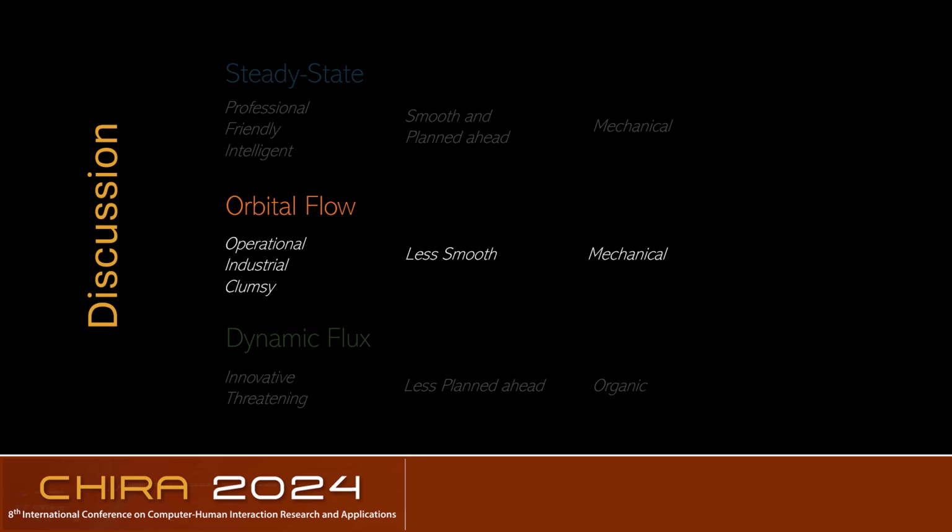The orbital flow profile was seen as mechanical and less smooth. The respondents perceived it as more operational and industrial, but it also carried a sense of clumsiness. Users associated this motion modality with practical functionality, perhaps due to its operational connotations.